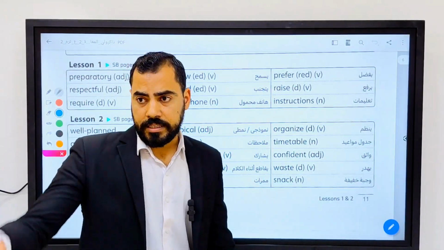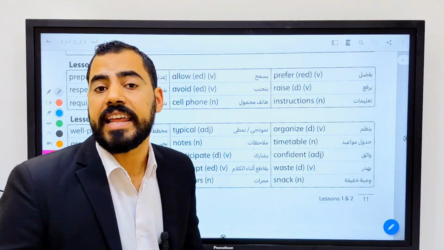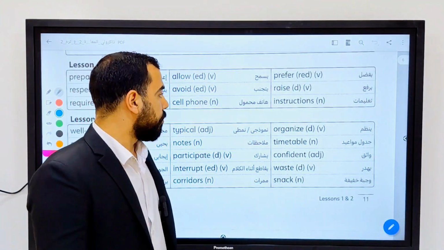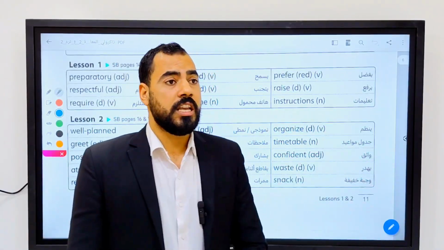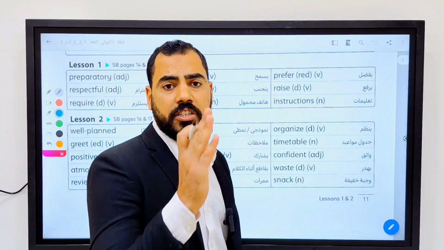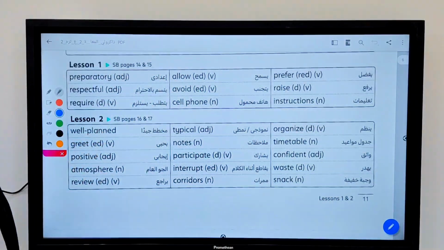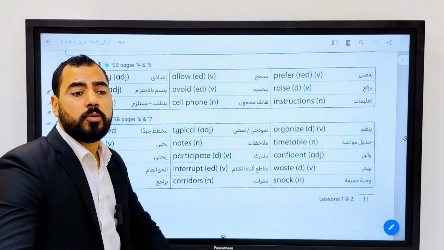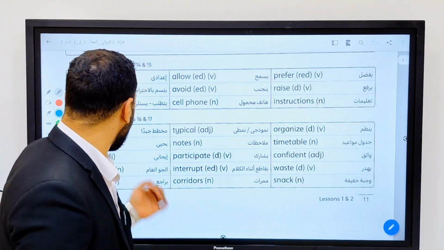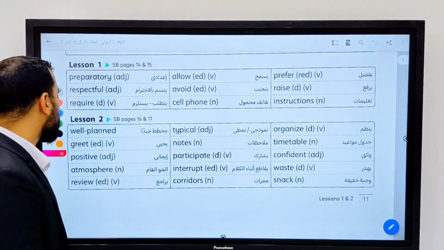Raise. You can raise your hand. You can raise chickens and animals, for example. Instructions. The teacher gives us a lot of instructions to follow. Let's move to lesson 2, the school day, well planned. Your school day or your daily routine should be well planned, and you have to make a schedule or timetable. Greet.